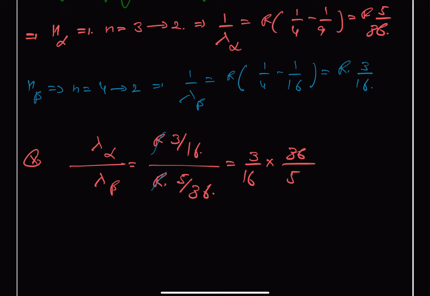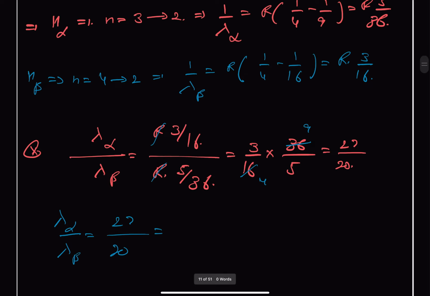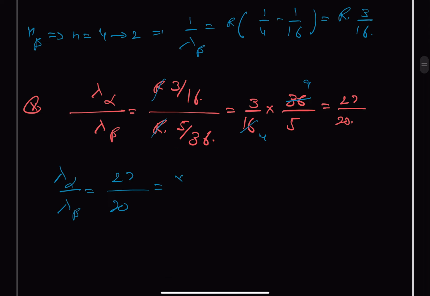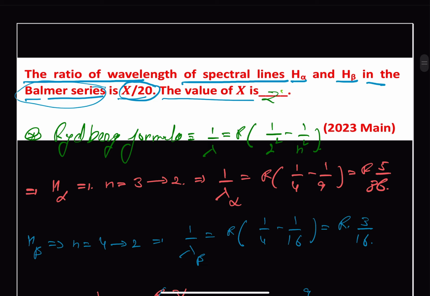and this goes by 4 and this goes by 9, and we are left with 27 upon 20. And this ratio, that is lambda alpha upon lambda beta, which comes out to be 27 upon 20, is given as x upon 20. So from here we get the value of x is equal to 27. Value of x is 27.